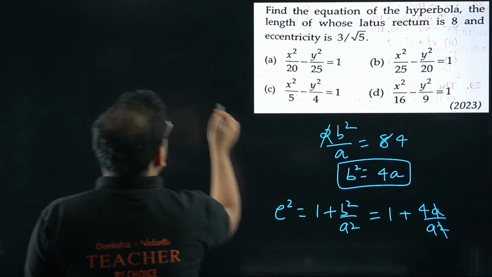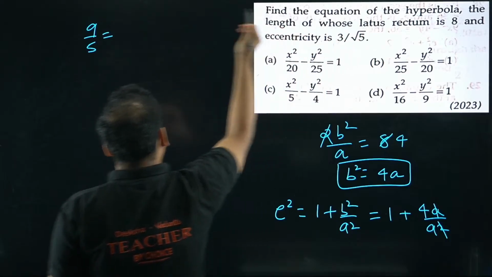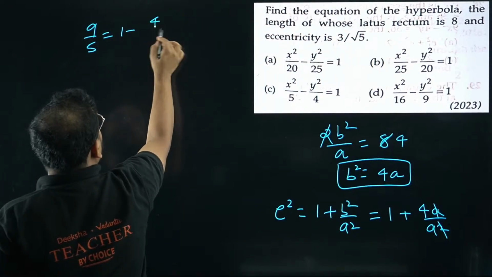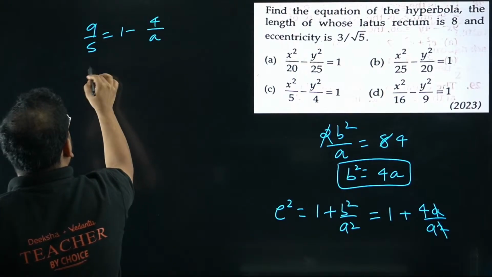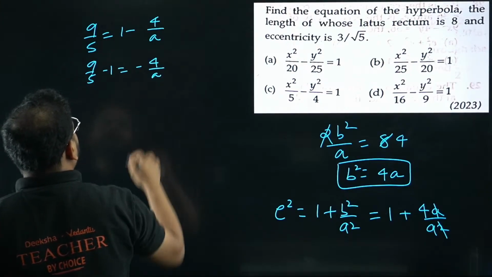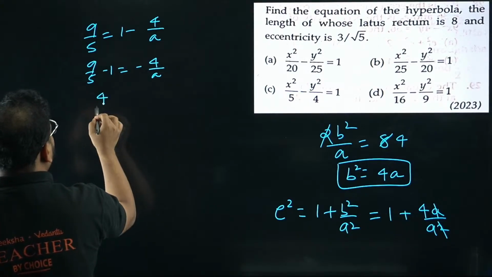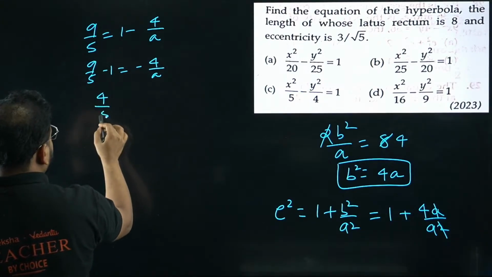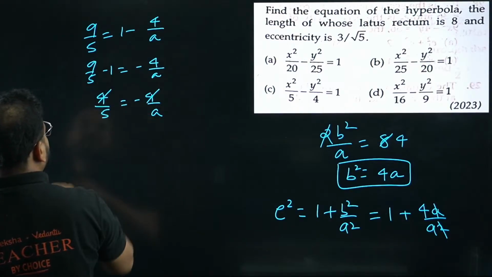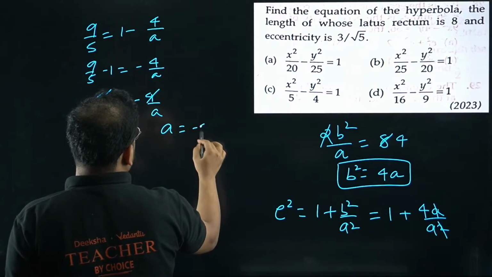What is the value of e square, sir? 9 by 5. Square of 3 is 9, root 5 is going to be 5. You have here 1 minus 4 by a. Simplify. I get 9 by 5 minus 1 equals to minus 4 by a. 9 minus 5 will become 4, right? So I have here 4 by 5 equals to minus 4 by a. This gets cancelled. I have the value of a as minus 5 is coming.